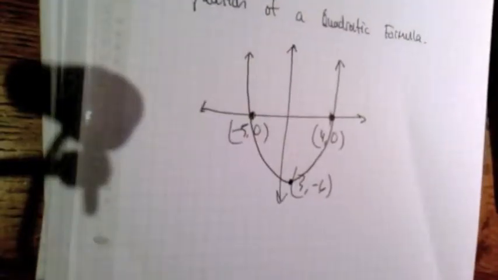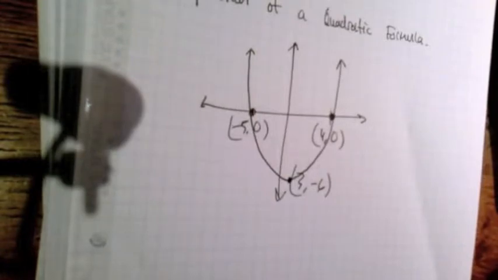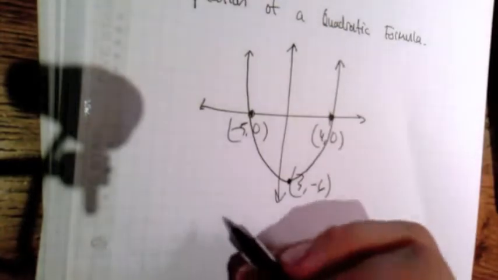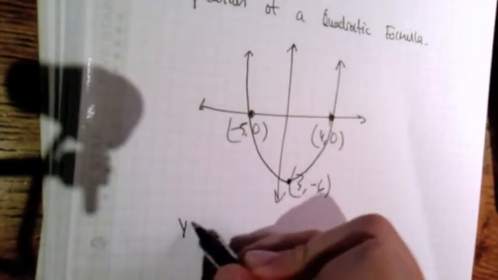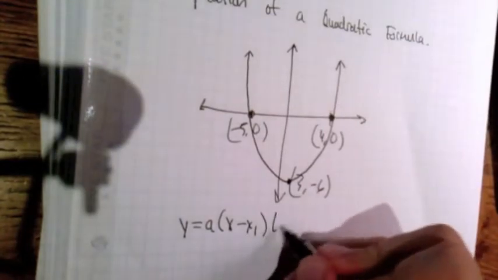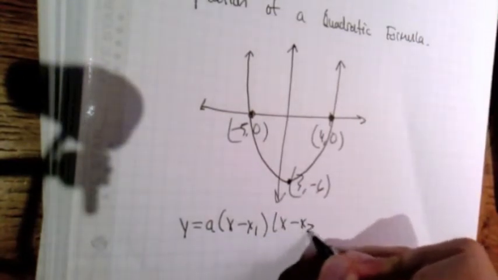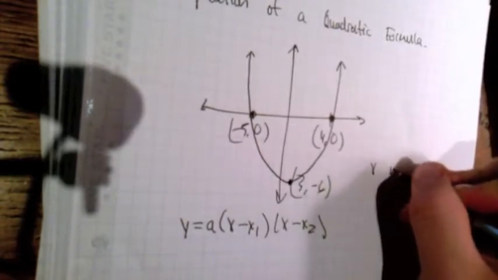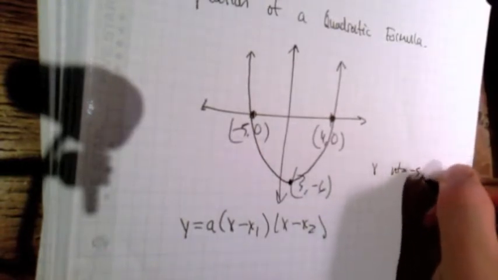So here we have a graph of a parabola, and we want to write the equation of this graph. So we're going to use the standard form of a quadratic formula, which is y equals a times x minus x1 times x minus x2. So first we need to find our x-intercepts. Our x-intercepts are -5 and 4.